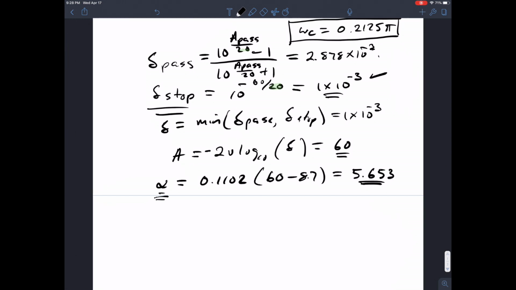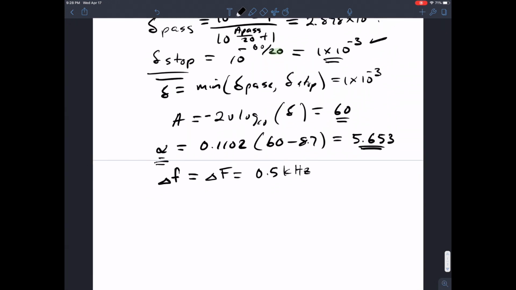Okay. Next, we're going to need the length. And to get the length, you need the transition width. And the way this was formulated, it's in hertz. Remember, this is from Oppenheim, so delta F is the same thing as my delta cap F. All right, so delta F is 4.5 minus 4, so that's 0.5 kilohertz.